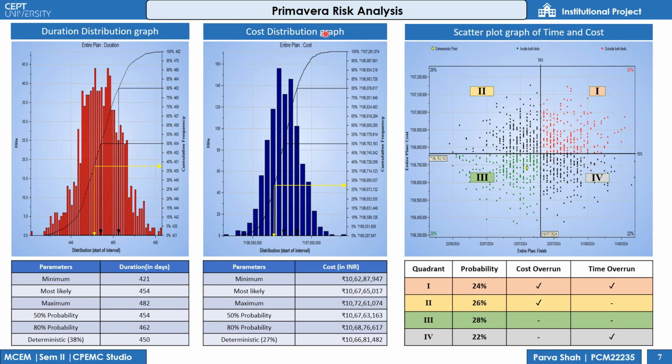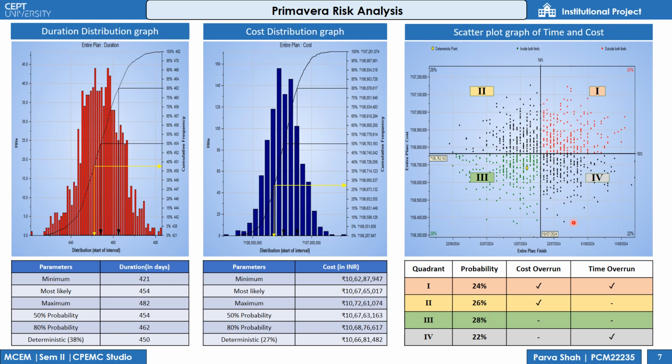From risk analysis, we obtain various results. Here, this duration distribution graph shows different possibility of project duration as shown in this table. This is the cost distribution graph which shows the different possibility of completion cost of the project as shown in this table. Scatter plot graph of time and cost.